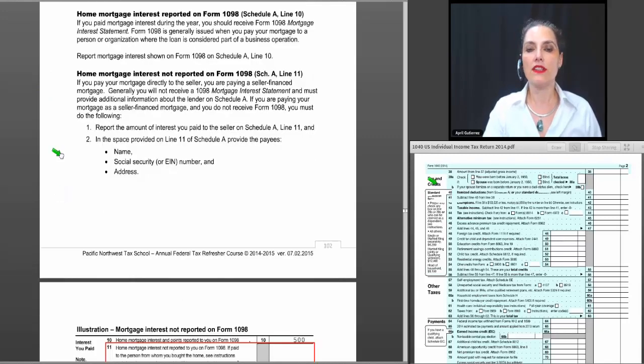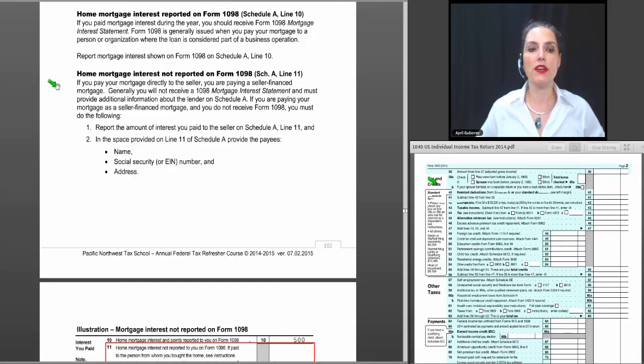Now, there are other kinds of mortgage interest that do not get reported on line 10, and one of these is mortgage interest that is not reported on a 1098. If you pay your mortgage directly to the seller, you are paying a seller-financed mortgage, and generally you will not receive a 1098 mortgage statement and must provide additional information about the lender on Schedule A.